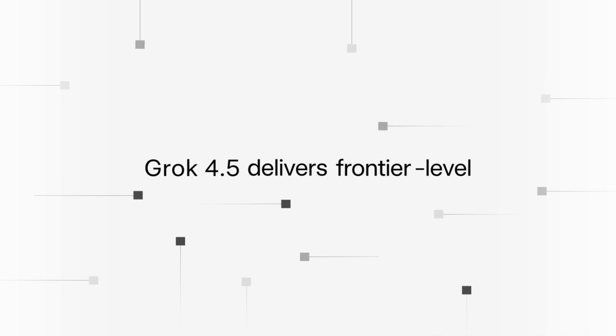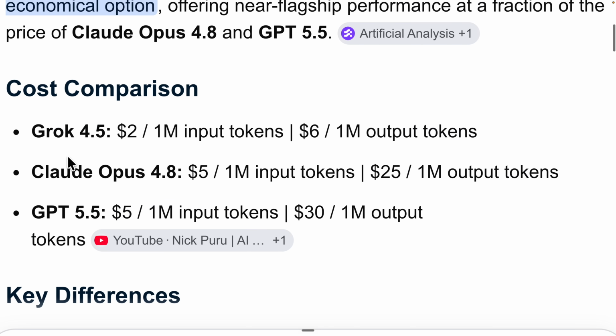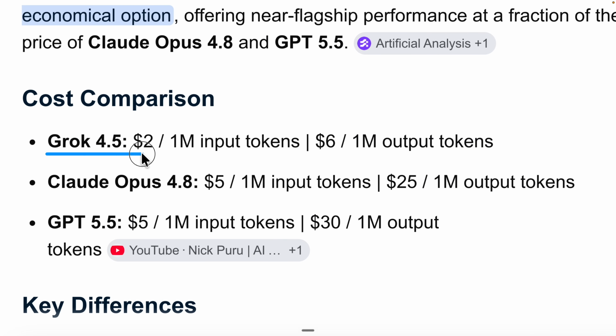Grok 4.5 has just released. And currently, if you were to look at the benchmark, you can see that Grok 4.5 sits between GPT 5.5 and Opus 4.8. And now if we were to look at the cost comparisons, you can see that Grok 4.5 is way cheaper compared to something like Opus 4.8 and also GPT 5.5.